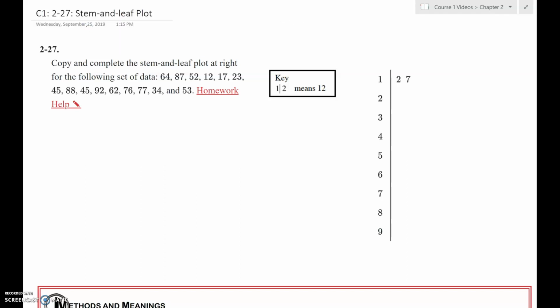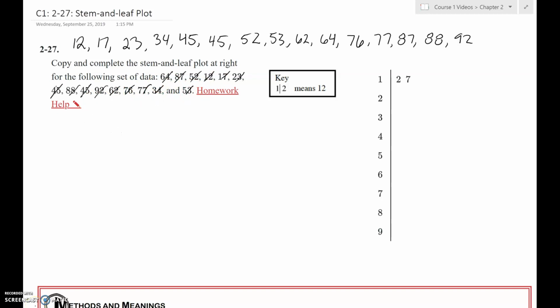First things first, let's put it in order from least to greatest. I look and say, okay, 12 is the lowest. Nothing else, so 12, 17. Any other teens? So I go to the 20s now, 23. Anything lower than 23? Nope. After 23, any 30s? 34. And I keep going. I'm going to pause the video and organize them. Organize them yourself too if you want. Pause the video. I'm going to do the same.